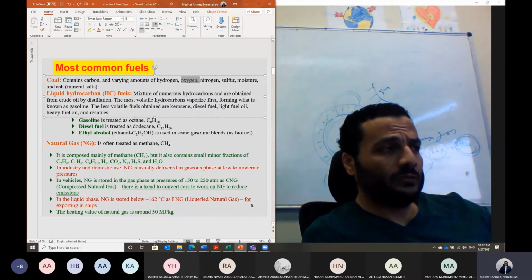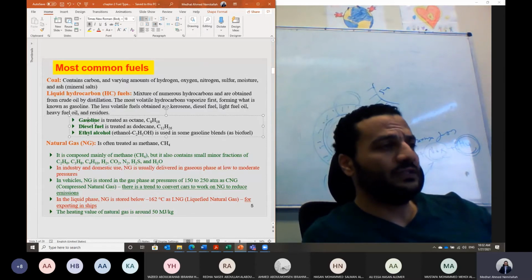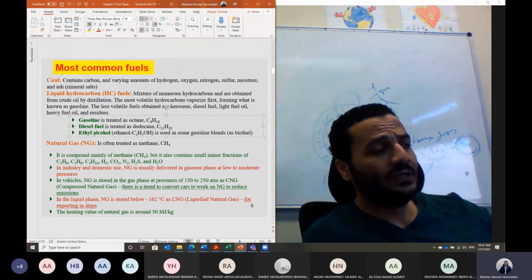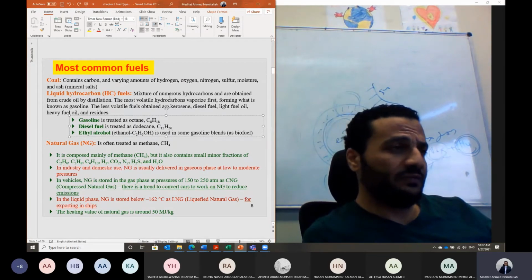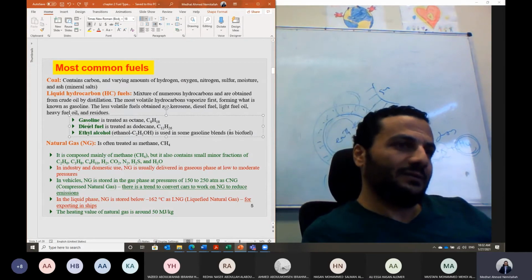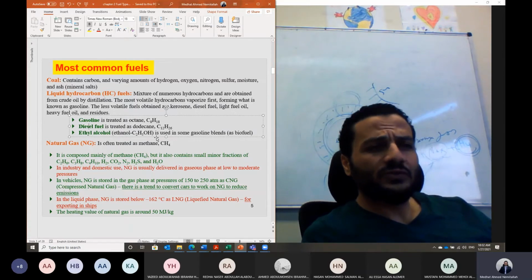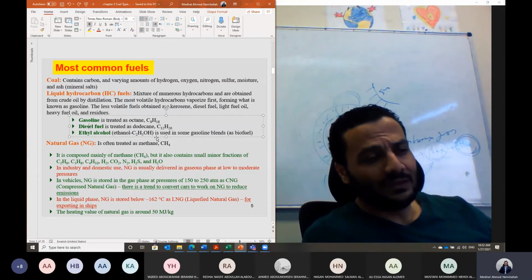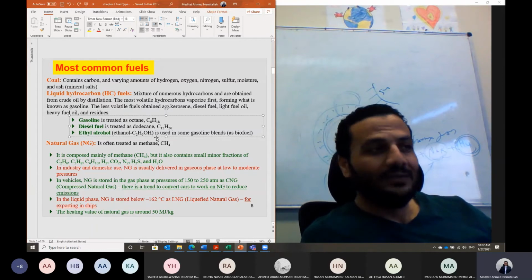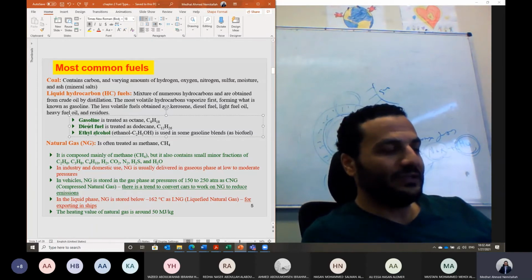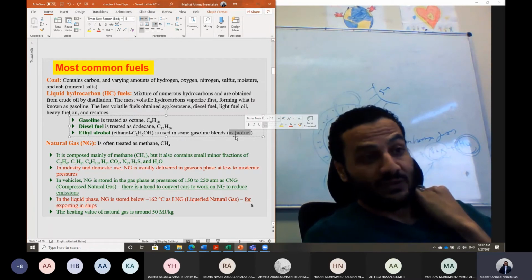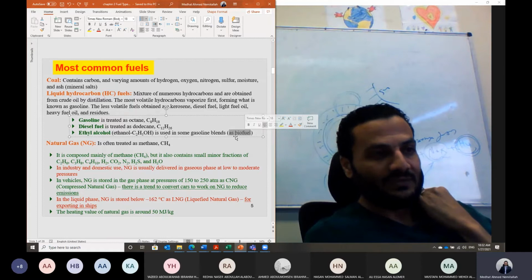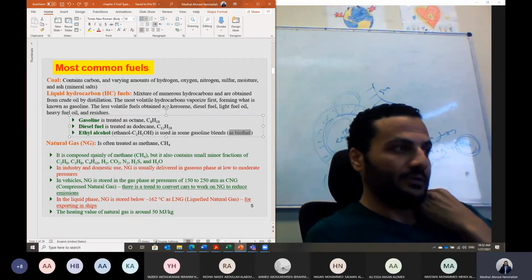Liquid hydrocarbon fuels are the most common fuels: we have gasoline, diesel, and alcohol fuel. Alcohol can be produced from the refining process, but usually they prefer to use it in perfume and similar products. They are actually sold at a high price, so usually you will not find alcohol everywhere. It can also be produced from renewable sources. We call it biofuel in this case. From some plants, you can produce alcohol.